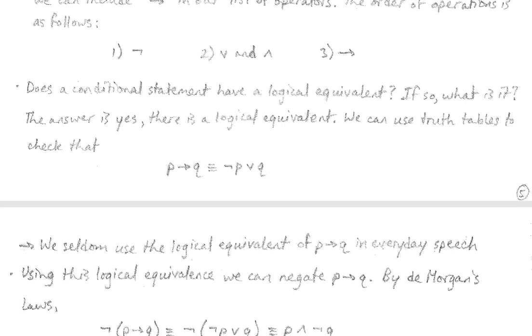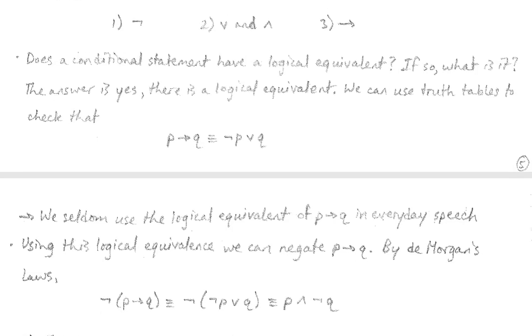So how do we take the negation of a conditional statement? Well, now that we know a logical equivalent, we can easily come up with what is the negation of a conditional statement. What is the negation of P implies Q? We do it with De Morgan's laws, as we saw from one of our previous videos. So not (P implies Q) is logically equivalent to not (not P or Q).